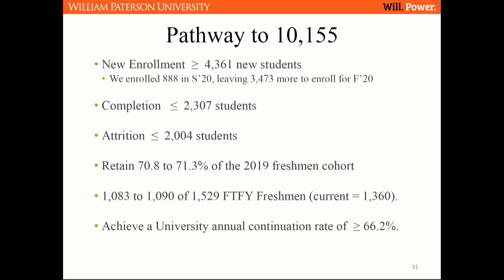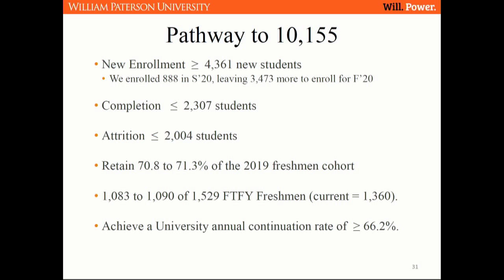We need the completion rate, the number of students who complete, to be equal to or less than 2,307. Obviously, more students completing is a good thing because it impacts our graduation rates. But if we project wrong and 200 more students complete than we anticipate, that will lead to a shortfall because we didn't anticipate 2,507 students leaving the university because they graduated. That number is easier to project because we look at the number of students who are within 30 credits of graduating at the start of the previous fall semester.